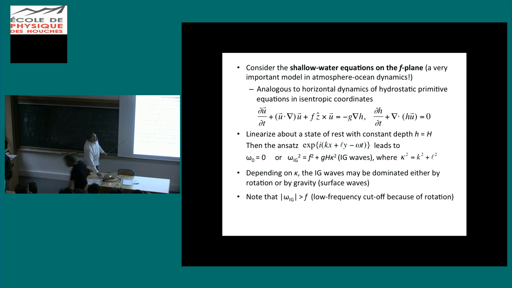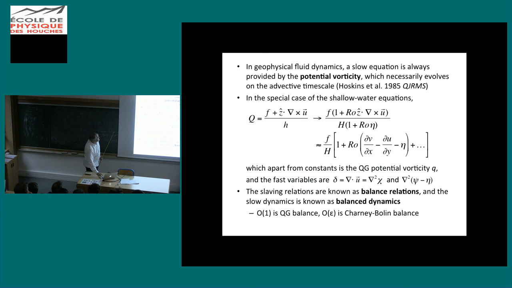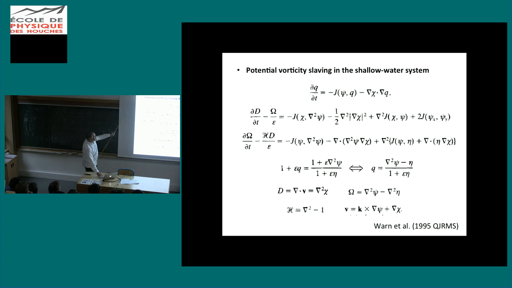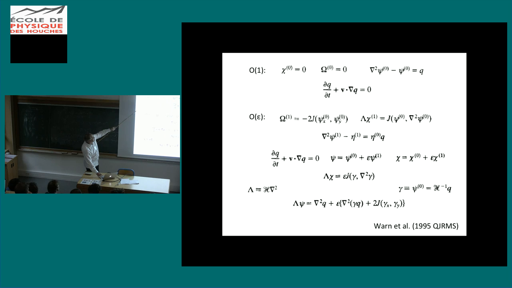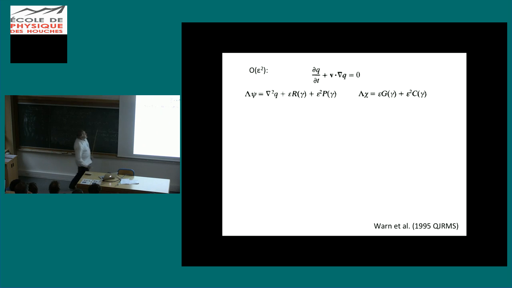Right, so this is just all the stuff I went through. I just cut and pasted these in, so I've already gone through this on the board. This is the shallow water system, and actually we got all the way up to order epsilon. The nice thing is you can go as far as you want, and order epsilon squared, it's actually not so bad.